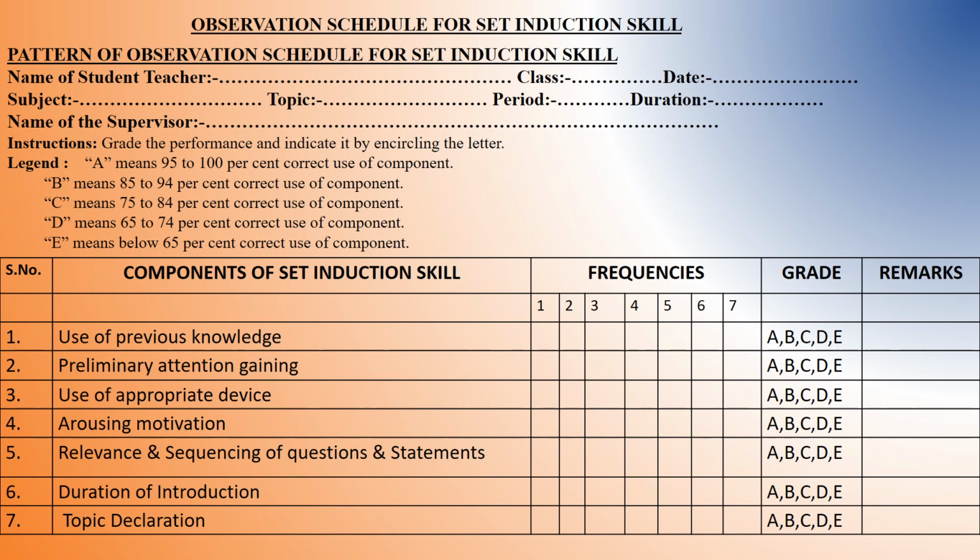The components of the set induction skill will be written in one column, like use of previous knowledge. Then the frequencies will be written 1, 2, 3, 4, 5, 6, 7, and the grade will be written on the right hand side. Preliminary attention gaining component is written. Use of appropriate device will be written. Arousing motivation will be written. Relevance and sequence of questions and statements is to be written. And duration of introduction will also be written over there, and the topic declaration will be written.